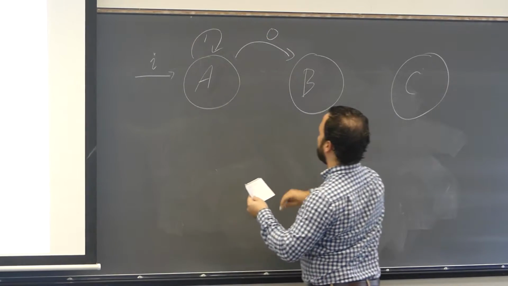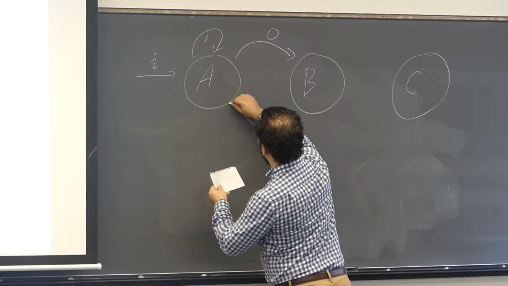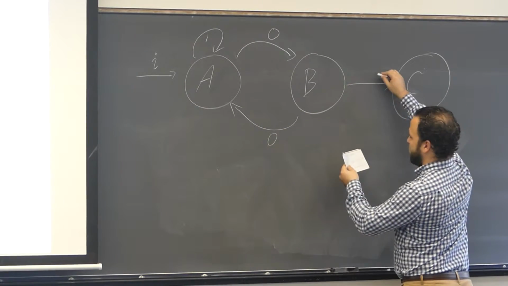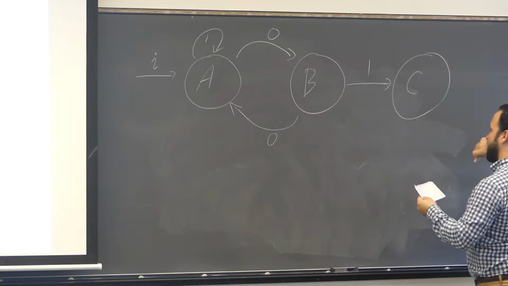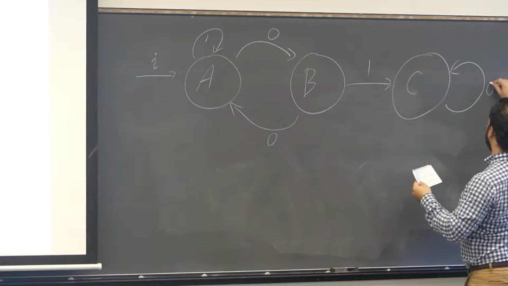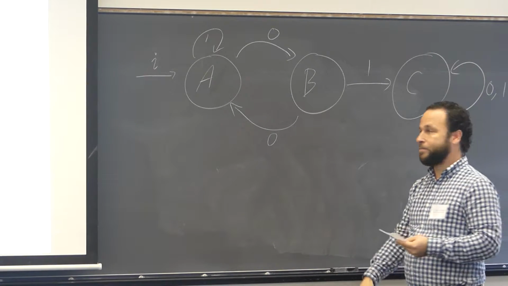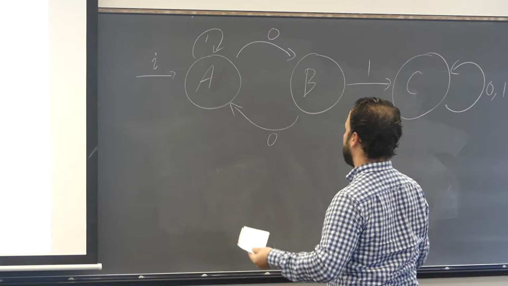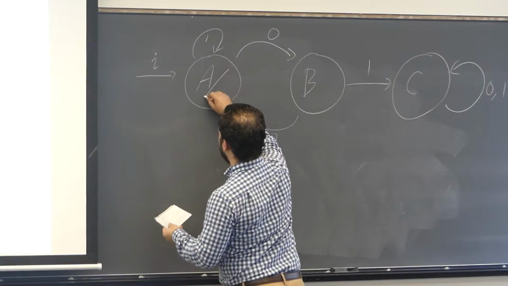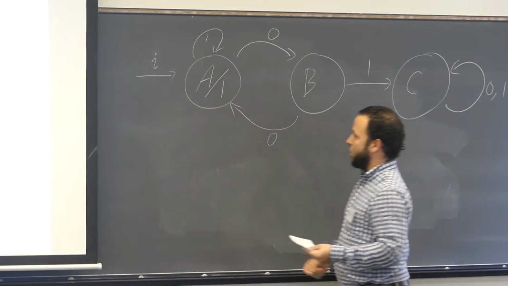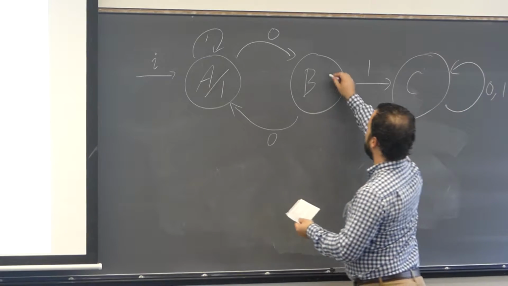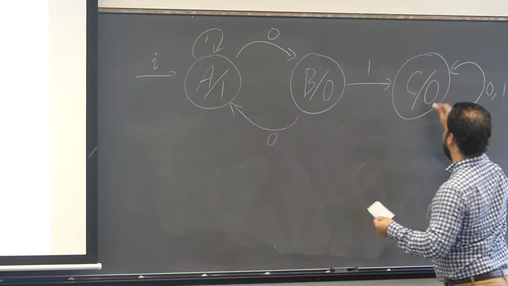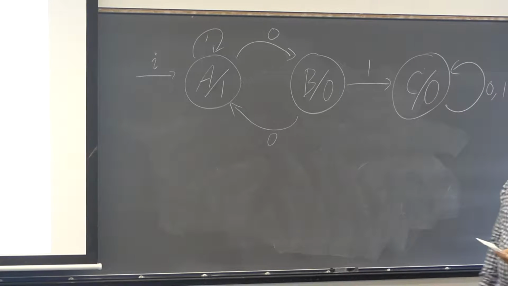This is what happens when you press zero if you're at A. If you're at B and you press zero, you go back to state A. If you press one instead, you'll end up at state C. And then once you're at state C, it doesn't matter what you do, the machine will just stay in that state. And then when you're done pressing buttons, if you were at state A, the machine will print the number one. If you're at state B, it will print zero. And if you're at C, it will also print zero. Okay. That's the notation for that.